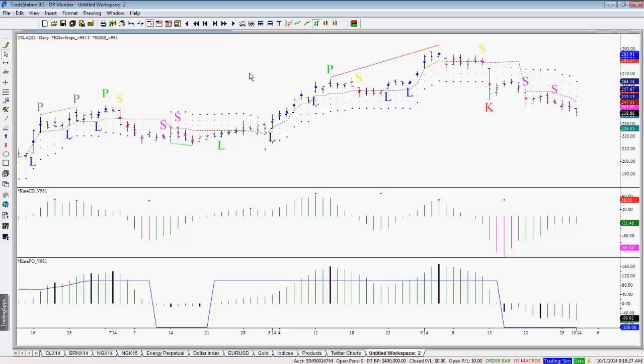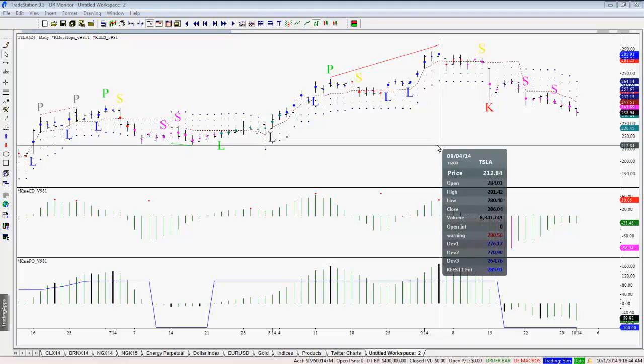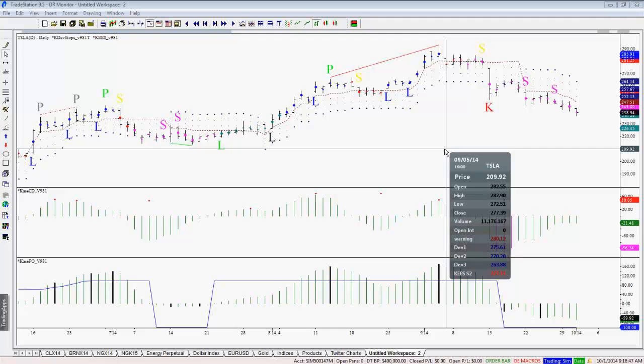All right, so I have Tesla up on the screen. I was just going through this morning looking for some examples and some things that I've been watching, Tesla being one. With this recent move down, I find them to be a very interesting company. And you can see here a few weeks ago there was a nice bearish divergence on the daily chart.